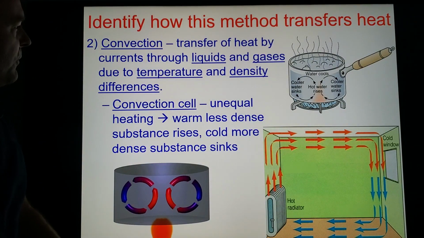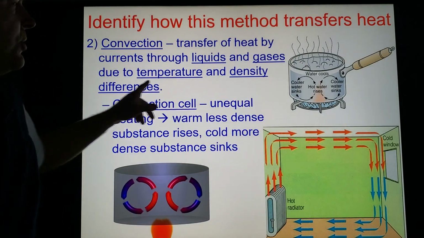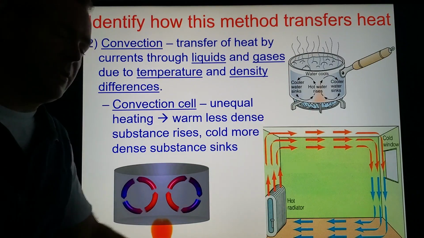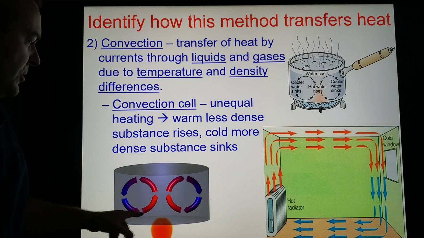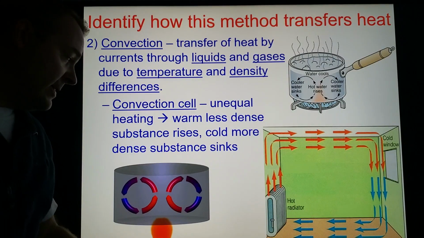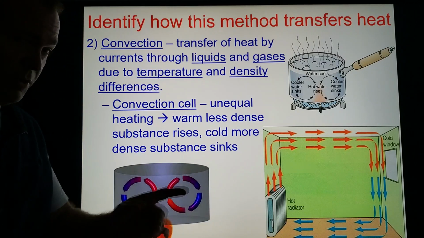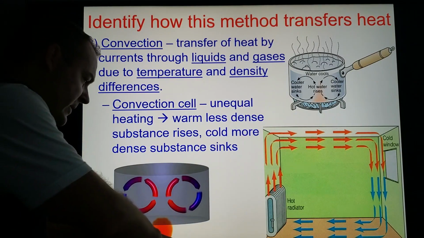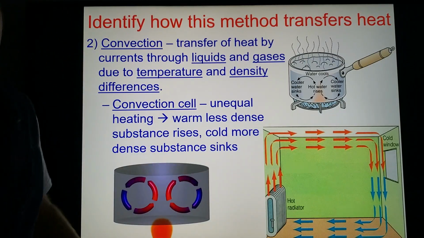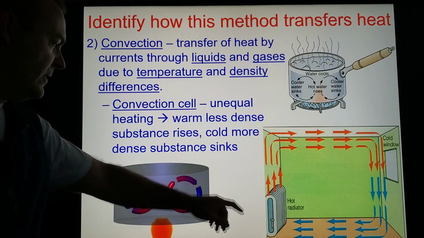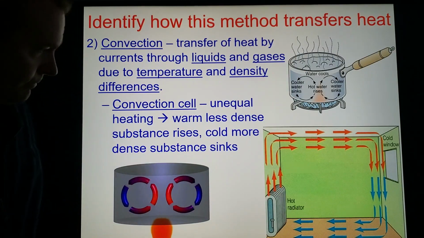Convection, the transfer of heat by currents, the circular motion. And it works with liquids and gases. Not so much in solids, but with liquids and gases. The convection cell is what you're looking at here. This is tied to the theory of plate tectonics, where the reason we get earthquakes and volcanoes is because this heat from the center of the earth is rising, making the magma convect. And that, of course, would make the continental plates above it move and shake, and that's why we get an earthquake.